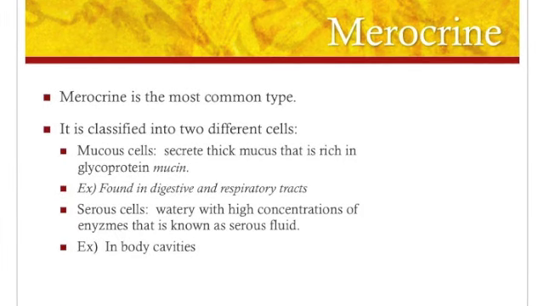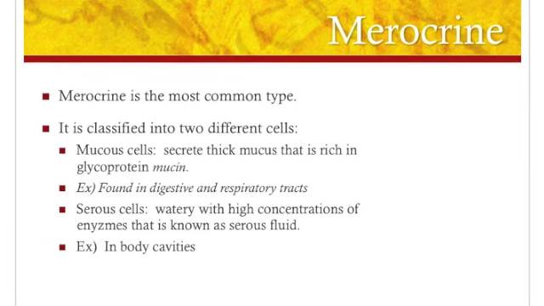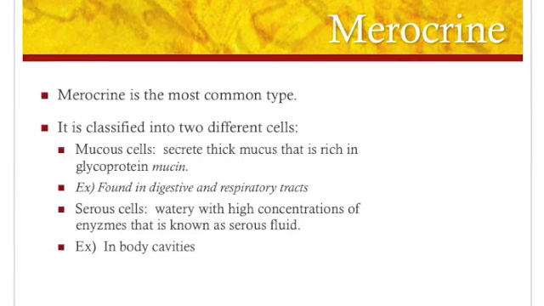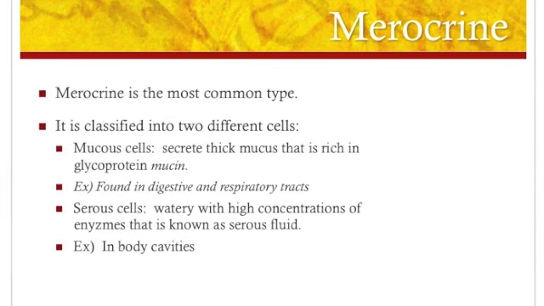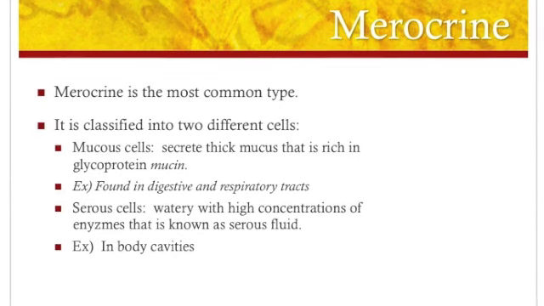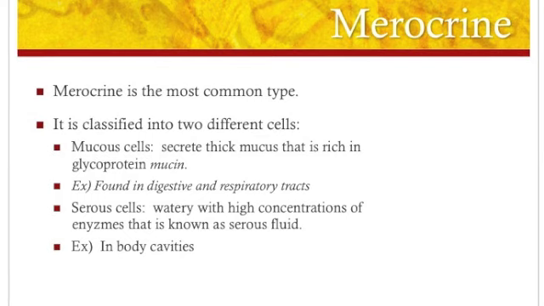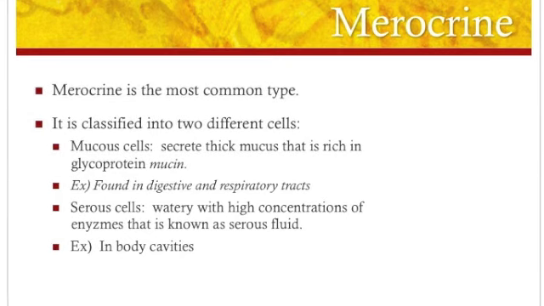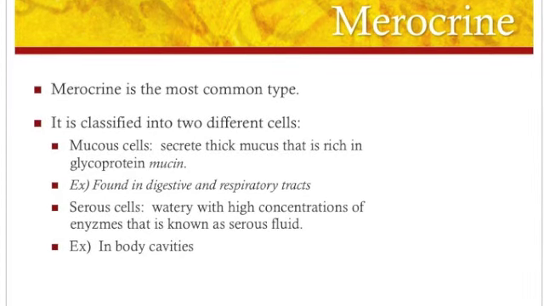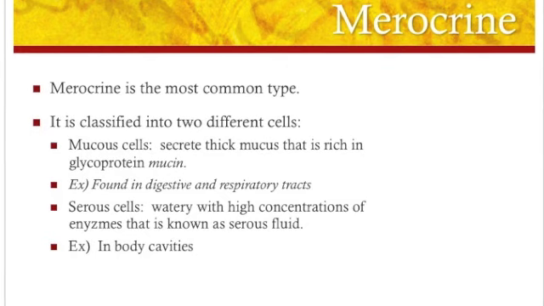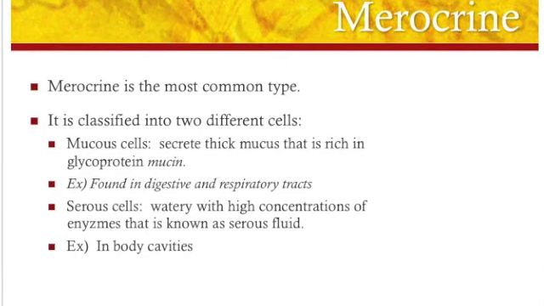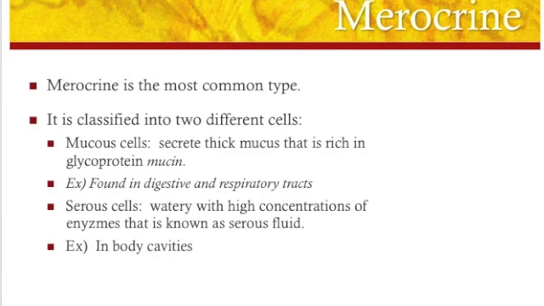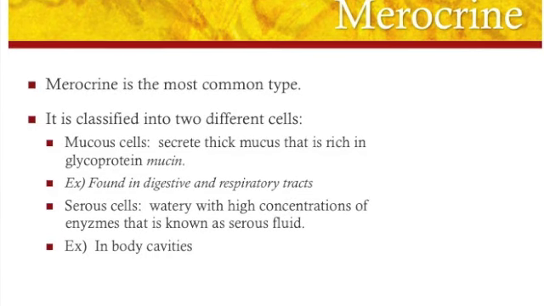Merocrine is the most common type of glandular secretion. It's classified into two different cells. The first would be mucus cells, which secrete thick mucus that is rich in the glycoprotein mucin, which is found in the digestive and respiratory tracts. And serous cells, which secrete a watery fluid with high concentrations of enzymes, known as serous fluid, and that's found in between body cavities and in body cavities.